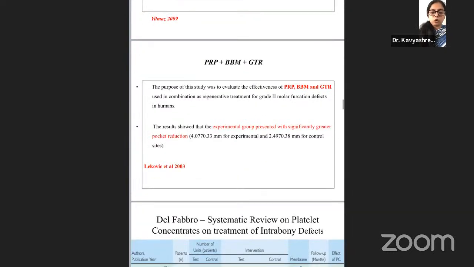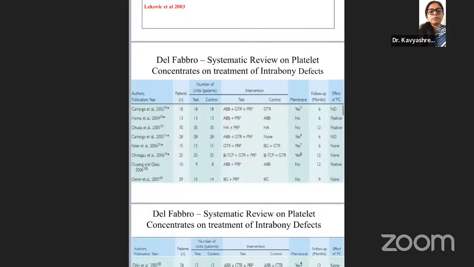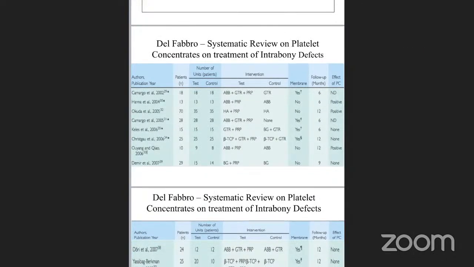And one more study by Leukovic et al. in 2003, in which they used PRP, that is platelet-rich plasma, BBM, that is bovine bone matrix, and GTR, guided tissue regeneration membrane. All these three were used in combination as a regenerative treatment for grade 2 furcation defects in humans. This is an in vivo study. It was done in humans, and the result showed that the experimental group, in the sense the group in which the PRP was injected, presented significantly greater pocket depth reduction compared to the other group. So, a systematic review by Del Fabro et al.